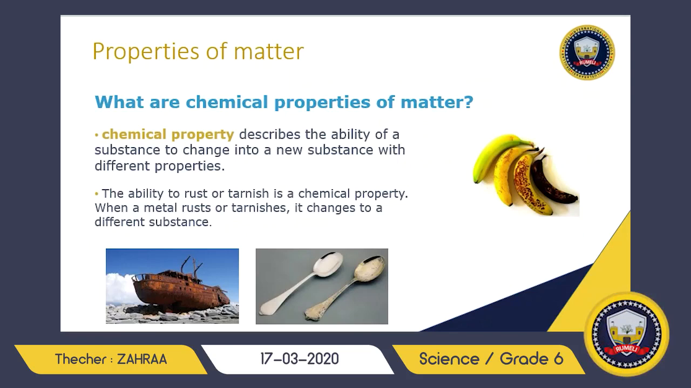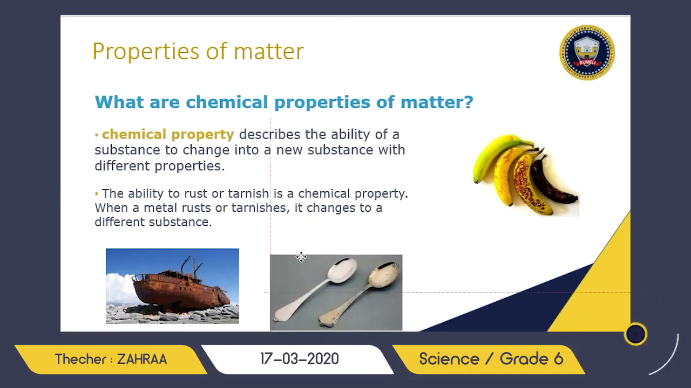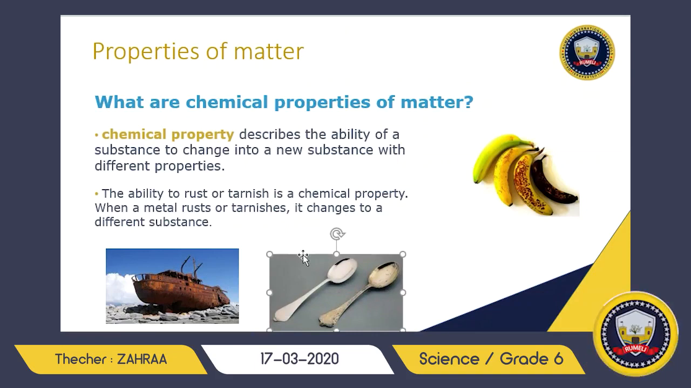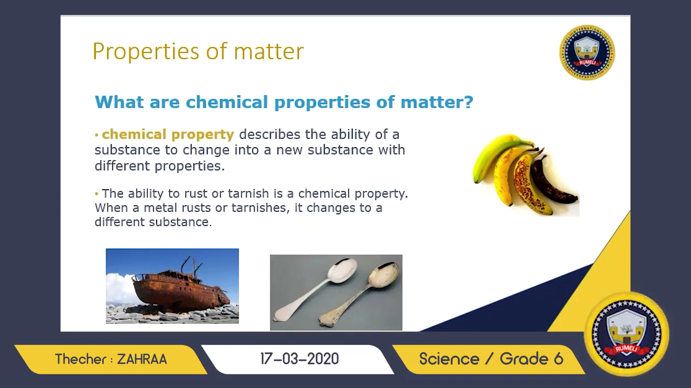Chemical property describes the ability of a substance to change into a new substance with different properties. The ability to rust or tarnish is a chemical property. When a metal rusts, as in iron, or tarnishes, as for silver, it changes to a different substance.